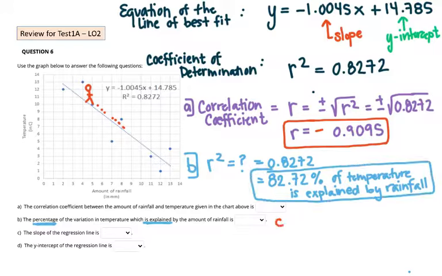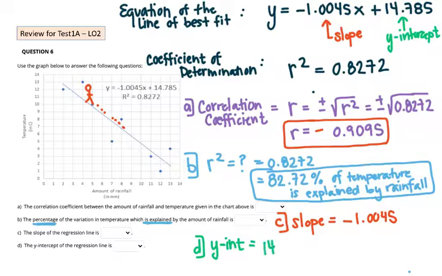Part C is asking about the slope, which we already talked about. It's the number in front of the x in the equation of the line of best fit. So the slope is minus 1.0045. And for the last one, D, we've already talked about the y-intercept again. The y-intercept, you look at the added or subtracted term that doesn't have an x in front of it in the equation of the line of best fit. And in this case, it's 14.785.